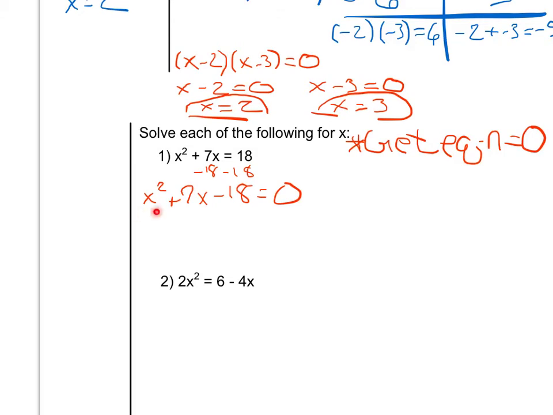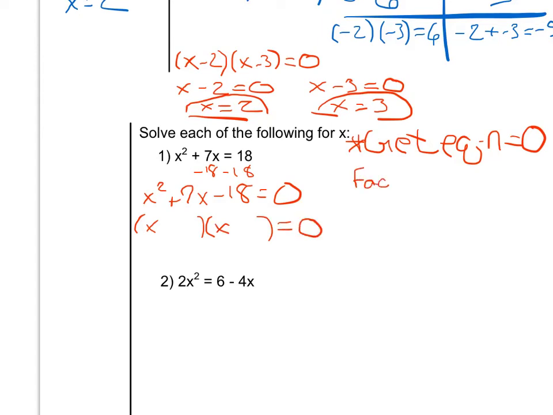First thing I check for is GCF. There is nothing that all three of these terms can be divided by. I do not have a binomial. I do have a trinomial, and I have a coefficient of 1 on x squared. So I know that this is going to factor to be x and x. It will still be equal to 0 after I factor it. I'm going to do a little bit of work over here.